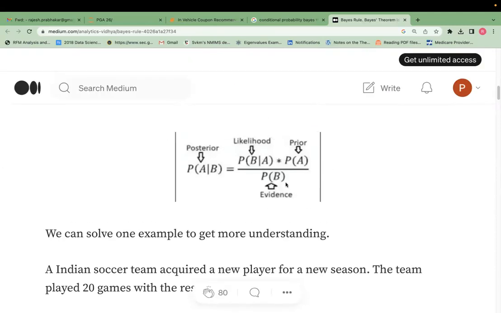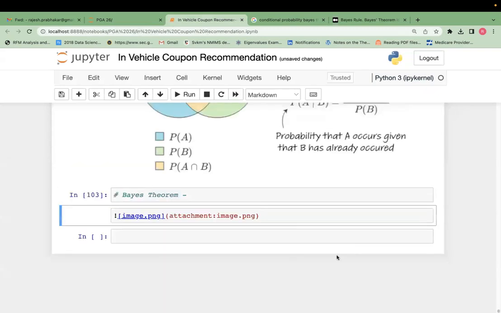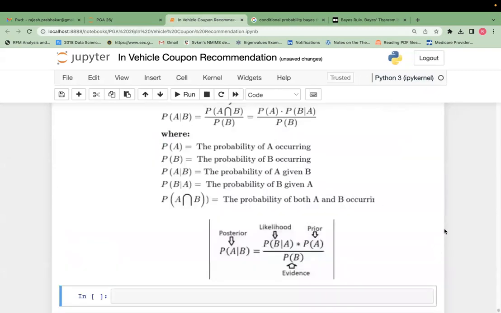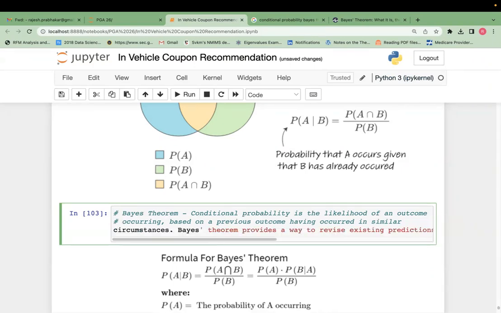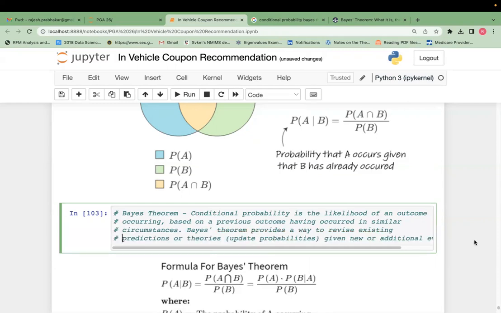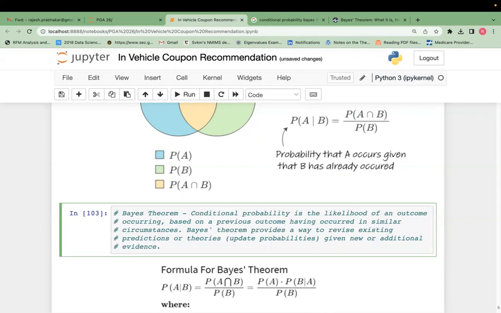The other way of looking at this is an important notation for data science: likelihood, posterior probability, prior probability, and evidence. Bayes theorem is conditional probability only, an expanded version. It is based on previous historical data. It is a method of updating existing predictions when new data or new evidence comes into the picture. So using conditional probability to predict is the fundamental idea behind Bayes theorem.